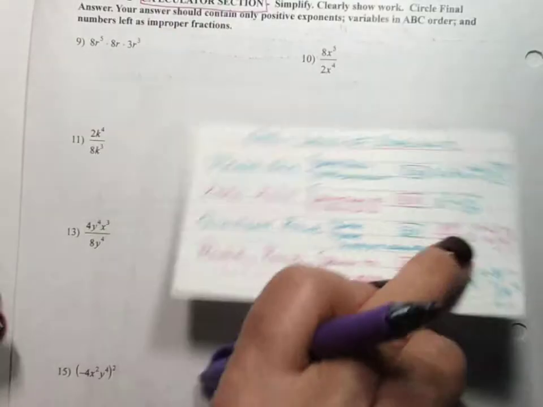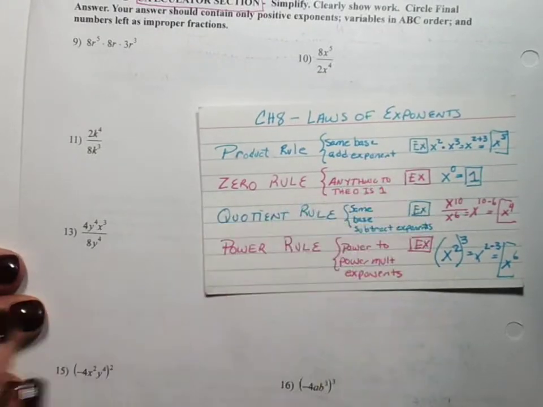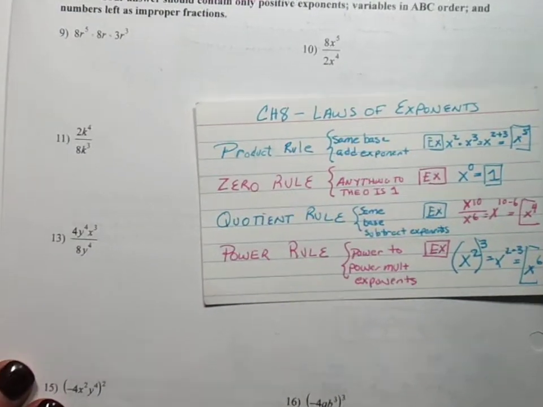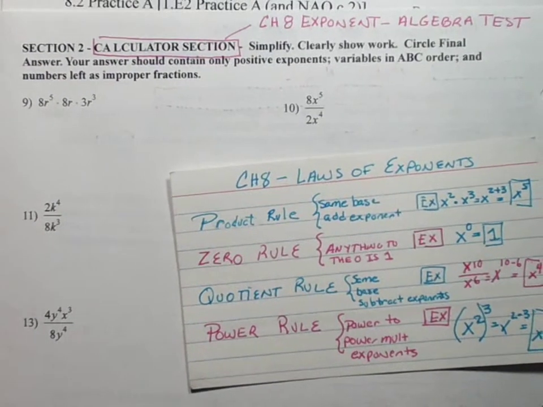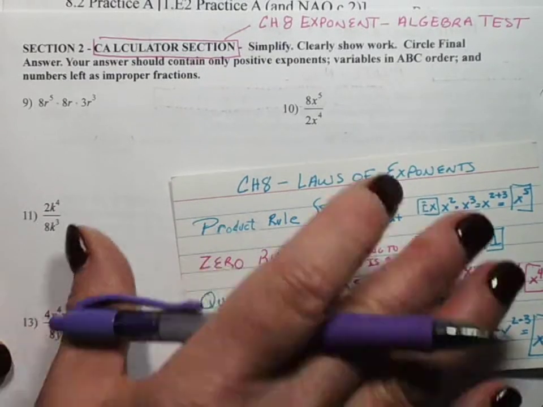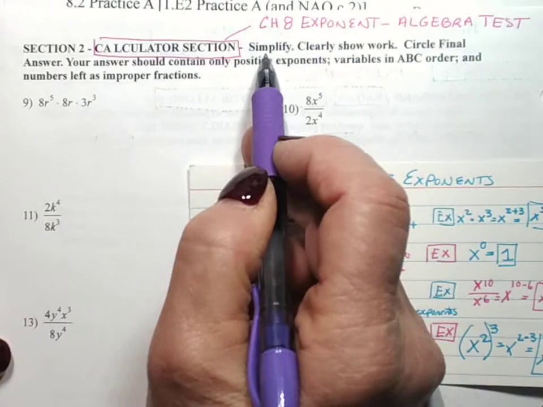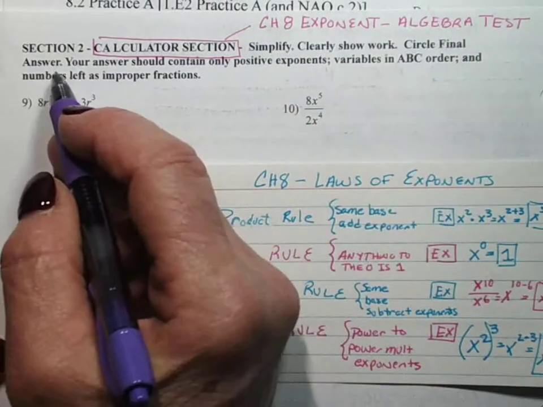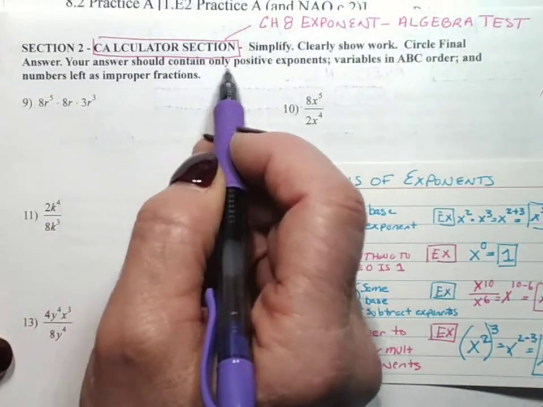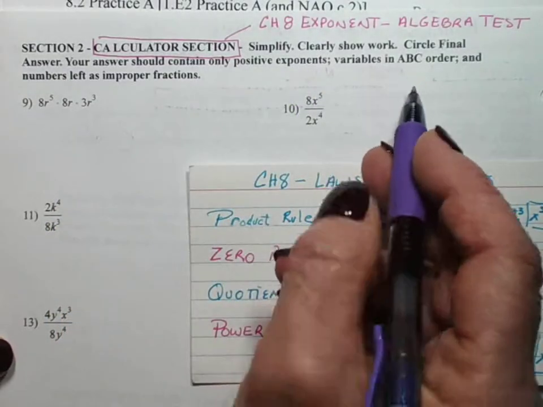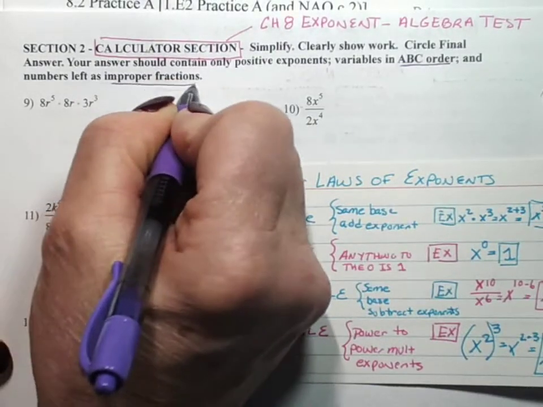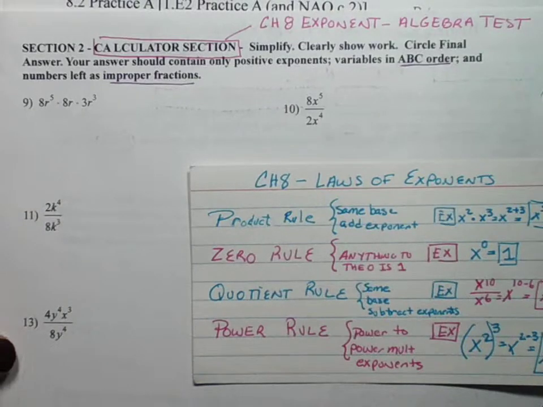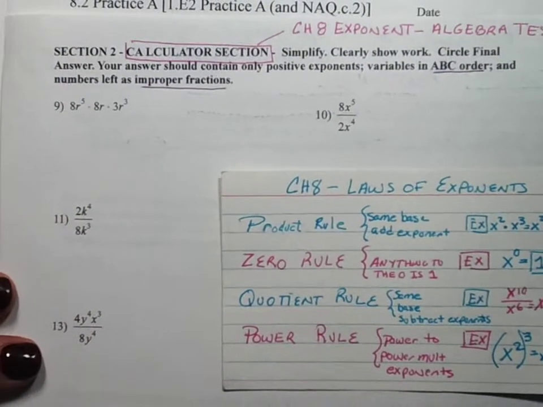Now my biggest recommendation is you make sure you have this card here as you're going through and doing these problems. So here you're going to simplify, clearly show work, circle your final answer. Your answer should contain only positive exponents. Variables are in ABC order, and numbers are improper fractions. So let's get started doing these.